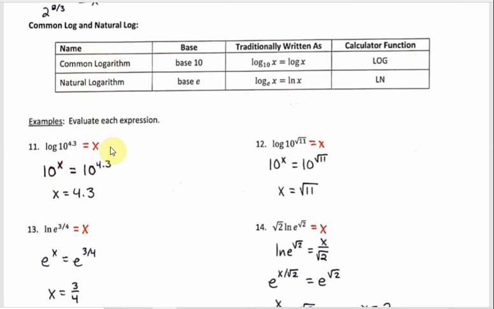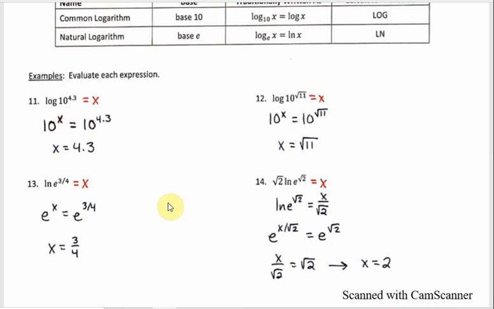So with the base 10, to evaluate each of those expressions, I just turned it into an equation that then became solvable. So log of 10 to the 4.3 power, I said, well, if I set that equal to x, then this is base 10, so 10 raised to the power of x equals 10 raised to the power of 4.3, which means x has got to be 4.3, right? It's kind of the same move here: it's base 10, so 10 raised to the power of x is going to be 10 raised to the power of radical 11, so x is radical 11.